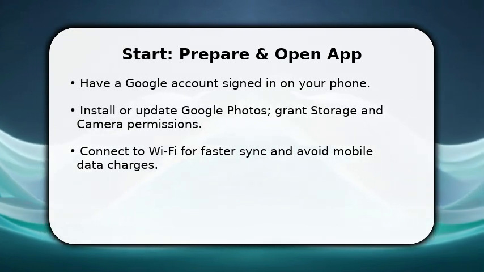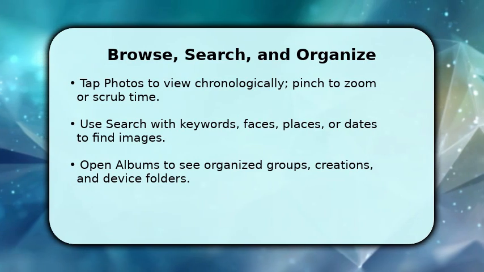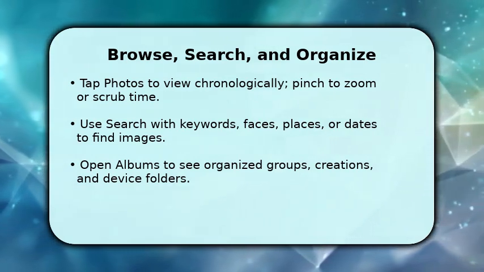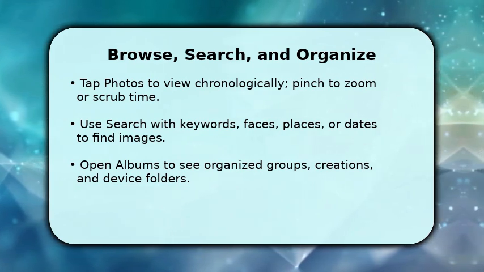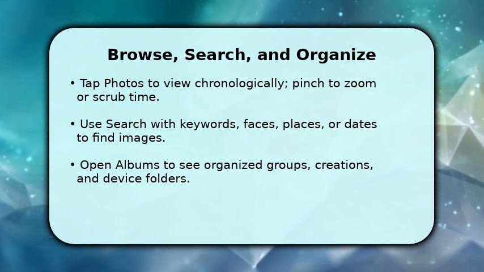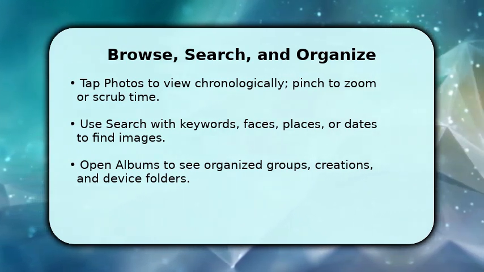Once the app loads your library, tap Photos to scan through the timeline, swipe and pinch to zoom into details. You can search by people, places, objects, or dates. Type a keyword and Photos will surface matches using AI, which saves time versus manual scrolling.